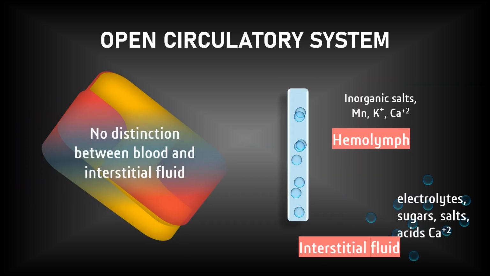The invertebrates also do not have distinction between blood and interstitial fluid, which means that the components of blood and interstitial fluid intermingle, leading to similarities in their composition or roles in fluid balance and transport within the body.